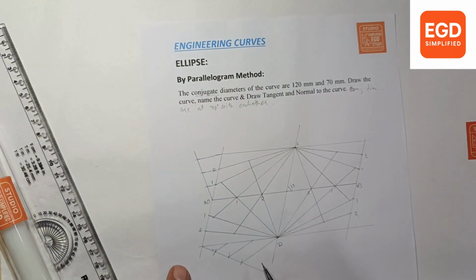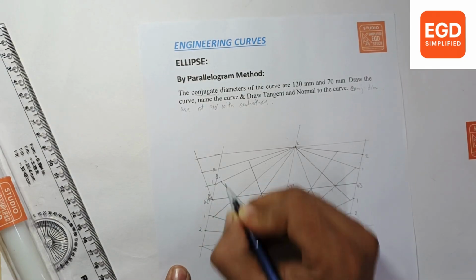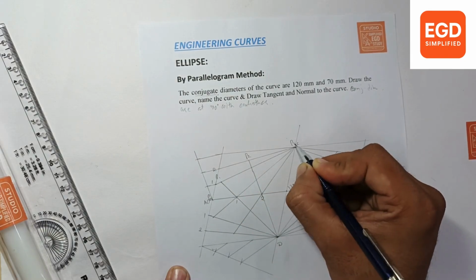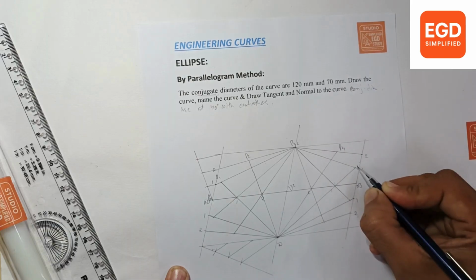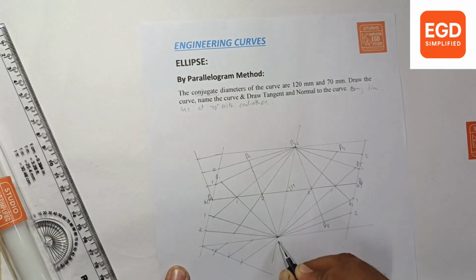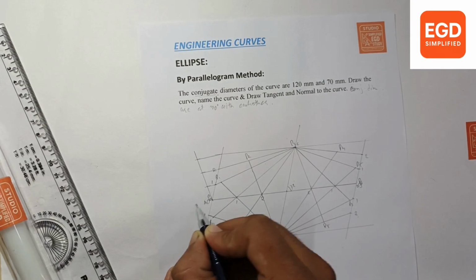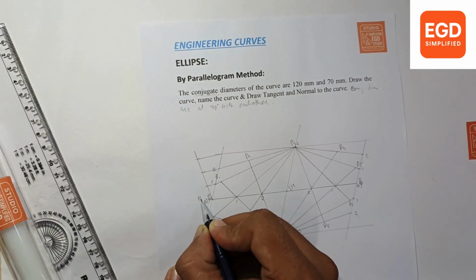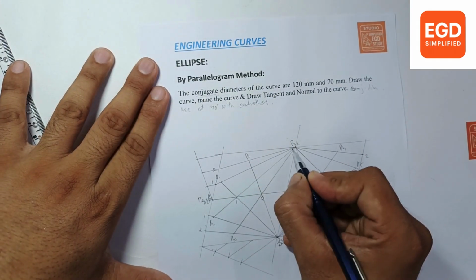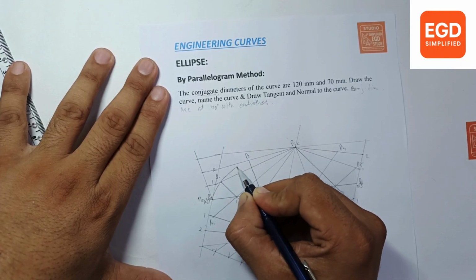Now give the numbering to each point. This 0 point is your P0, then P1, P2, P3, P4, P5, P6, P7, P8, P9, P10, P11 and again P12. Now draw a smooth curve which is passing through these points.